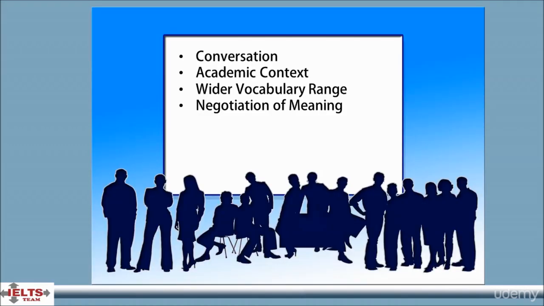IELTS Listening Section 3 is a conversation in an academic context. The conversation may display similar features of a speech to those in Section 1, depending on the relationship between the speakers, but the lexis and structures are likely to reflect those more often heard in an academic context. The range of vocabulary is likely to be wider than that of Section 1 conversations, and there is likely to be more negotiations of meaning.